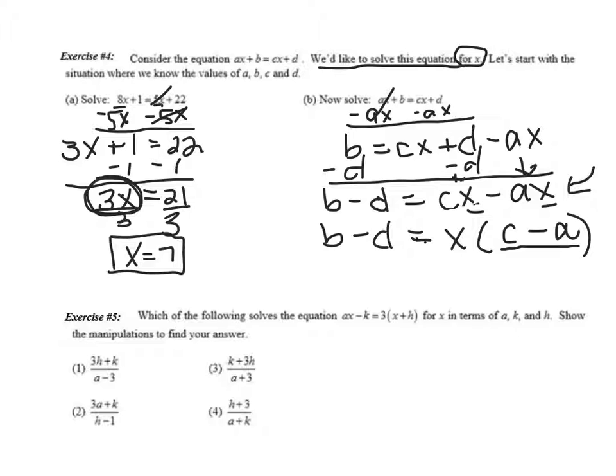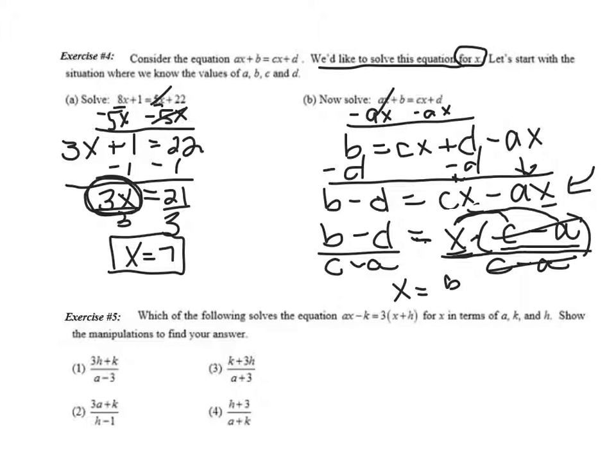Let's just check and make sure this is right. Is x times c equal to cx? Yeah, it is. Is x times negative a equal to negative ax? Yes, it is. And by undistributing, which another word for that is factoring, what we've done is we've isolated this x all by itself here. It's multiplied by c minus a, but we know how to unmultiply by c minus a. We divide both sides by c minus a. These cancel. You're left with x is equal to b minus d over c minus a.